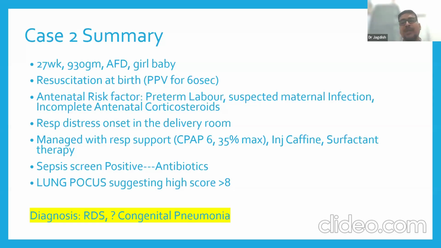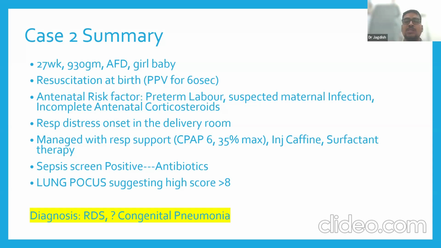And what are the risk factors here? Preterm labor, suspected maternal infection, the loose motions. But again, unexplained preterm labor may be a sign of occult chorioamnionitis. So we need to be careful for that. Also, there is an incomplete dose of antenatal steroid. Here only 1 dose of antenatal steroids was given.